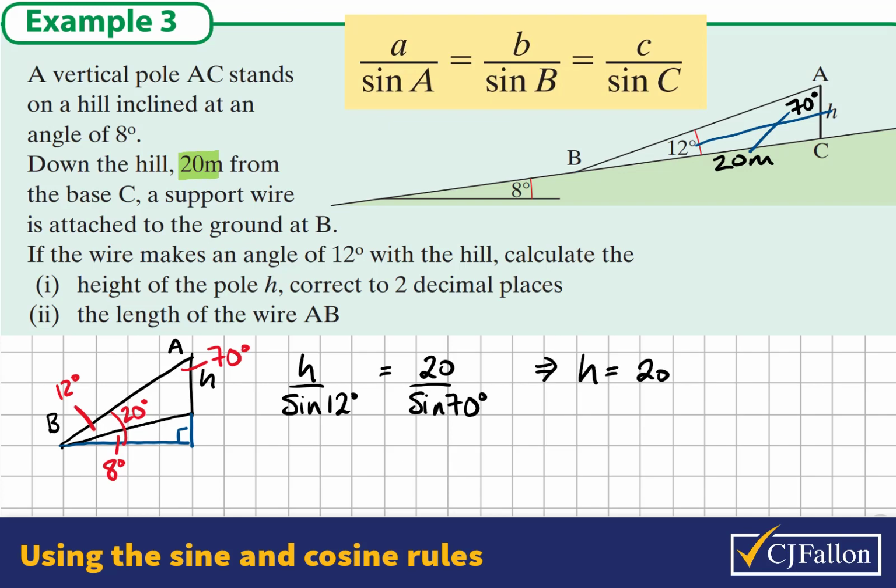Multiplying across by sine 12 degrees, we see that H is equal to 20 sine 12 divided by sine 70. So we type this directly into the calculator, and we can see that H to 2 decimal places is 4.43 meters.